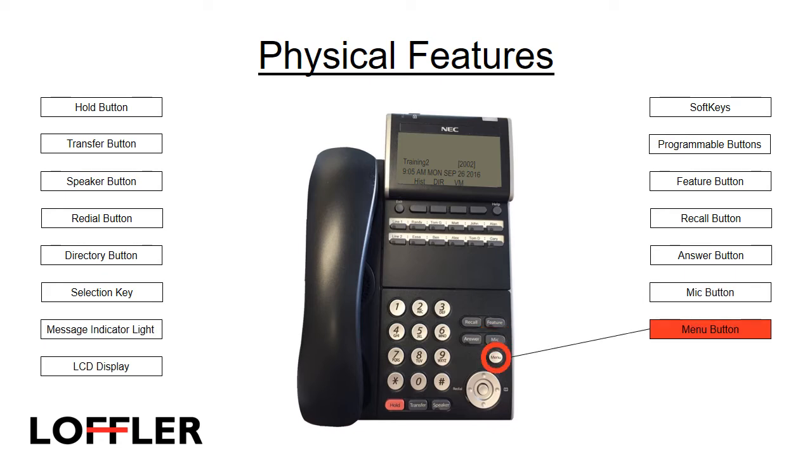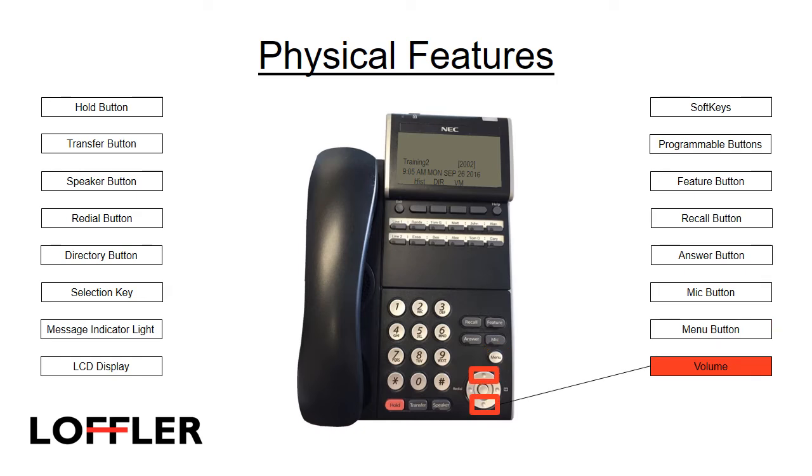The menu button provides access to other phone settings such as call history, directory, call functions, and different settings. The volume buttons allow you to adjust the volume for your handset, speaker, ringer volume, and brightness of LCD display.